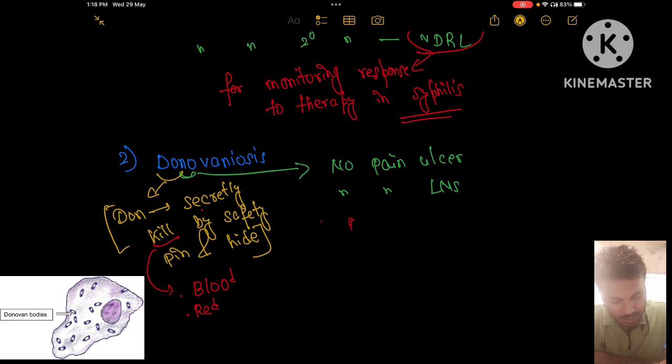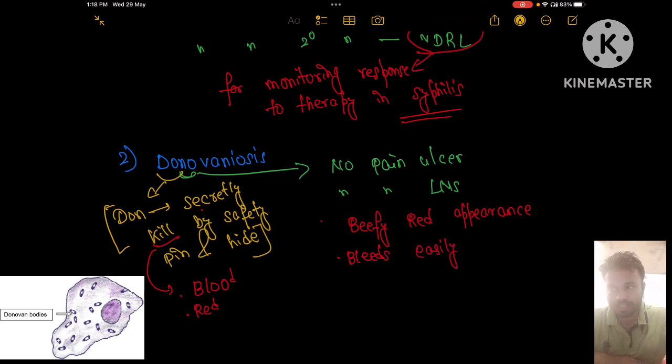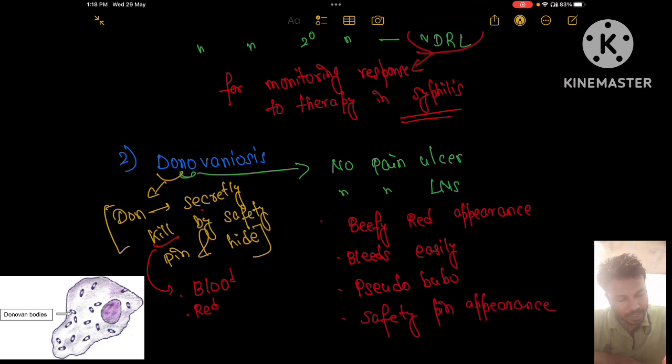So it is beefy red appearance, bleeds easily. It is pseudo bubo and shows septicin appearance.